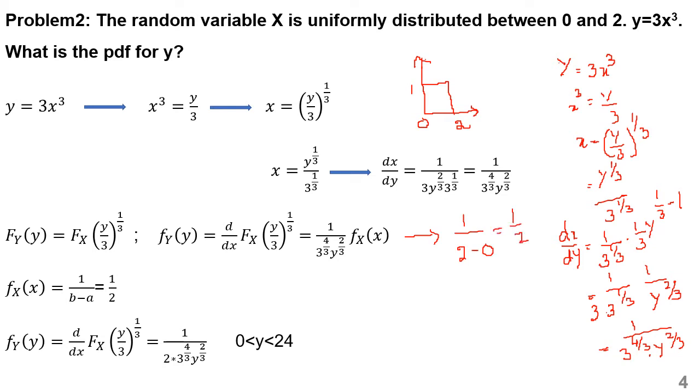Therefore we get fy of y, the derivative of the CDF, which gives 1 divided by 3^(4/3) y^(2/3), multiplied by fx of x, which is half. So this is your answer, and it is valid for all values of y between 0 and 24, because when x equals 0, y equals 0, and when x equals 2, y is equal to 3 into 2 to the power 3, that is equal to 24.